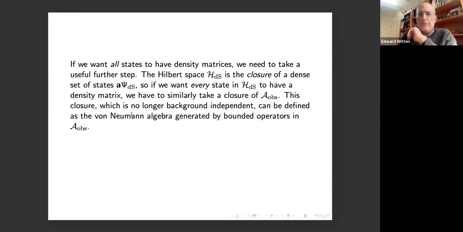When you do that, you get a von Neumann algebra of operators on this particular Hilbert space. I'll call that closure A observer ds. So it's the observer algebra for the particular spacetime de Sitter space. And it differs from the abstract algebra A observer by taking limits that only make sense in de Sitter space, but also by imposing relations that only make sense in de Sitter space.